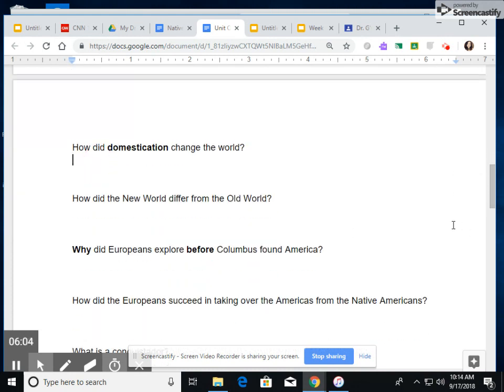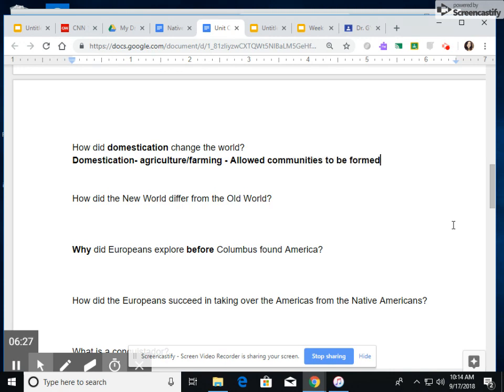All right. How did domestication change the world? Remember that the word domestication means agriculture or farming. So how did agriculture and farming change the world? It allowed communities to be formed.